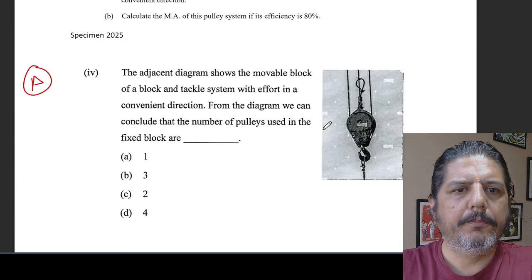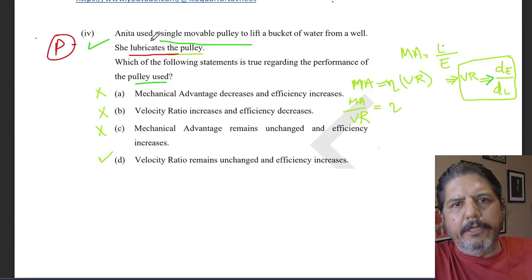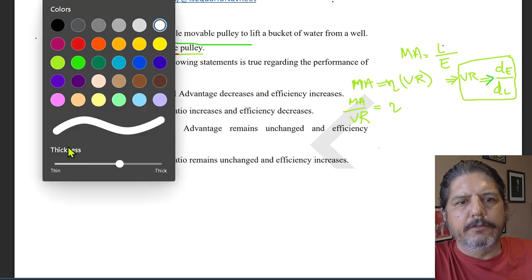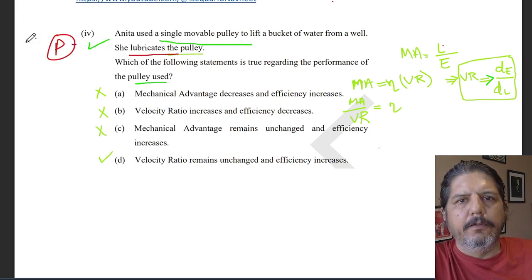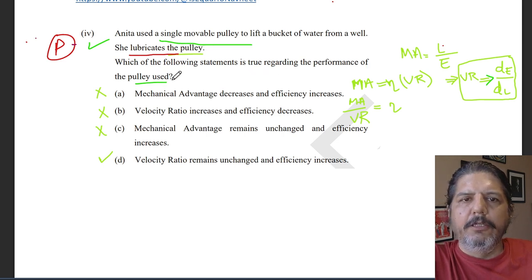Then next, Anita used a single movable pulley to lift a bucket from a well. She lubricates the pulley. Which of the following is true regarding the performance of the pulley used?